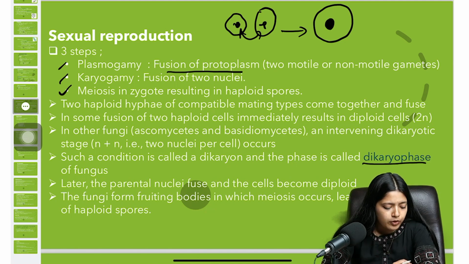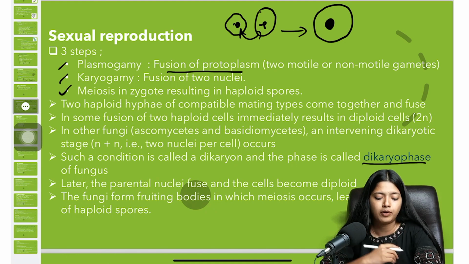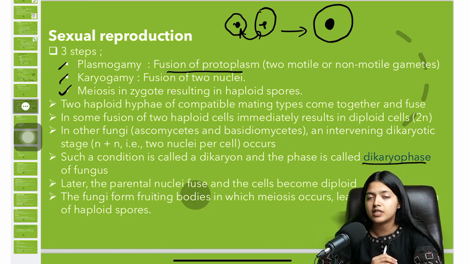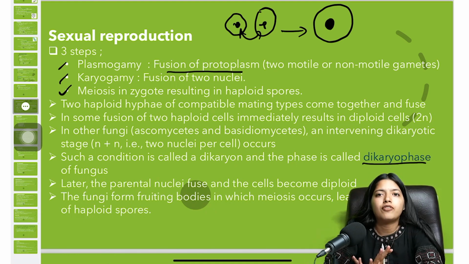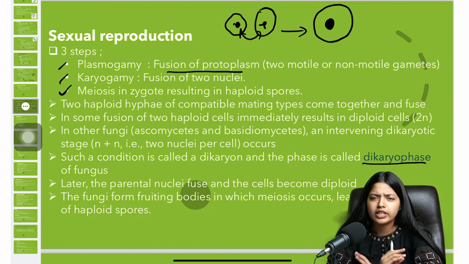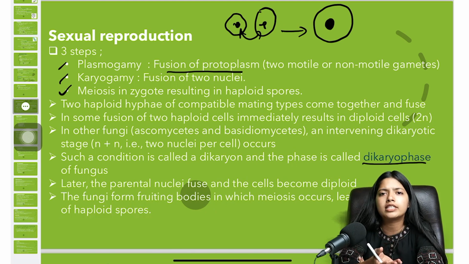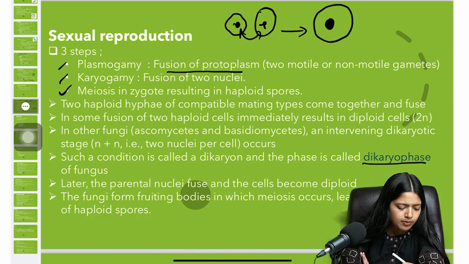In some, fusion of two haploid cells immediately results in a diploid cell. That means sometimes, just after protoplasm fusion and nuclear fusion, which are plasmogamy and karyogamy, you will get a new cell, a zygote. There is no intermediate stage. After the fusion, you will simultaneously get a zygote. That is in most of the cases.